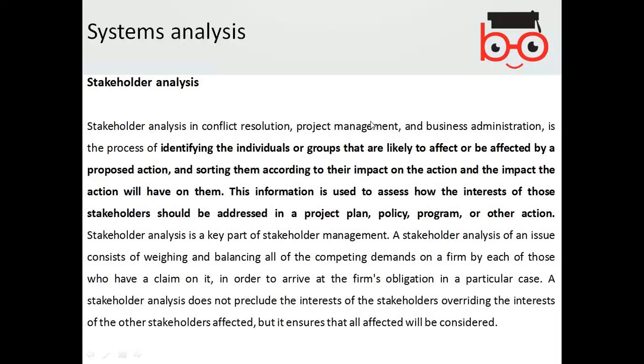Another term is stakeholders. Stakeholders identify individuals or groups that are likely to affect or be affected by a proposed action, and sort them according to their impact on the action and the impact the action will have on them. This information is used to assess how the interests of those stakeholders should be addressed in a project plan, policy, program, and other actions.